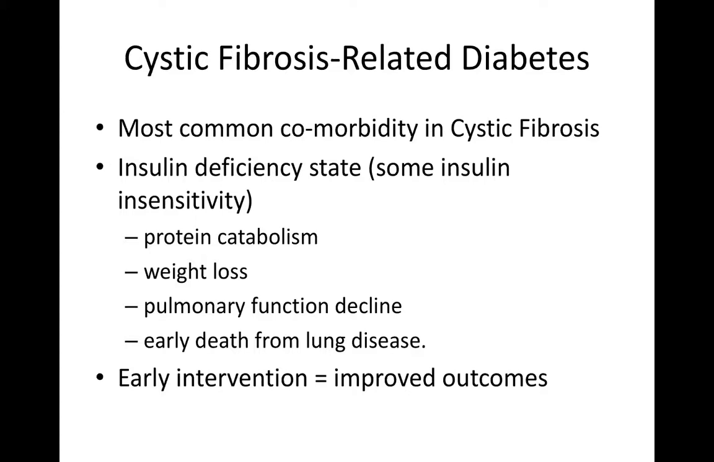Some people think that if people have pancreatic disease with their cystic fibrosis, pretty much everyone, if they live long enough, will develop diabetes. We know that by age 30, about half of people have diabetes if they have cystic fibrosis. And we know that with early intervention for their diabetes, we have improved outcomes in cystic fibrosis care.